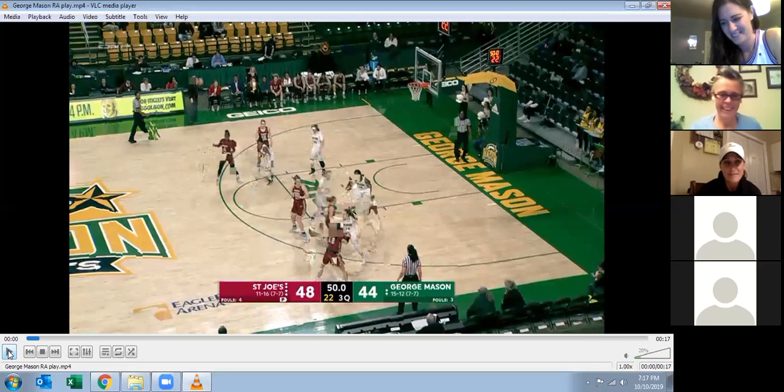Okay, duly noted. The very next time I call an offensive foul on that side of the basket, it will be with a left hand and a forward step with my left foot first. Is that good? Yes, that would be what is recommended. Okay, all right, you got it.